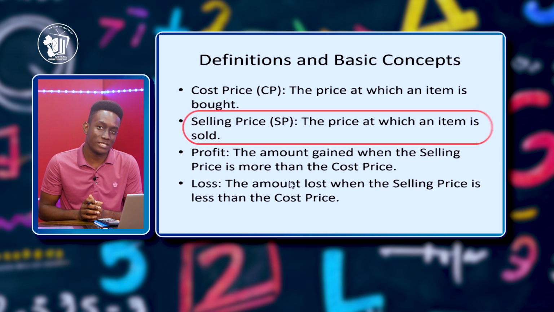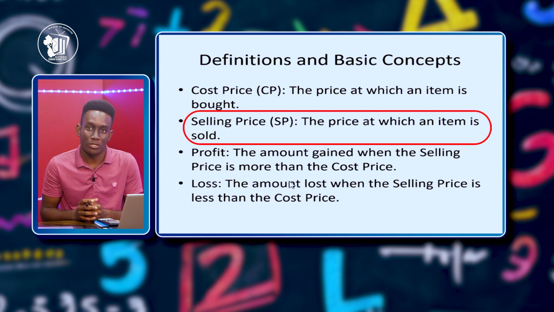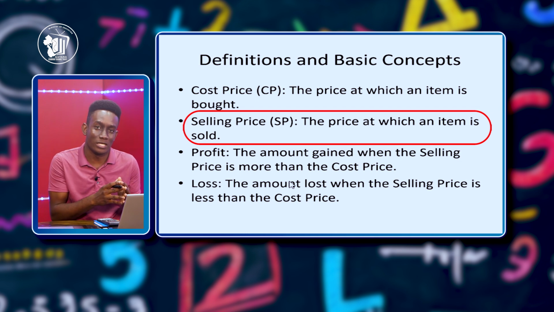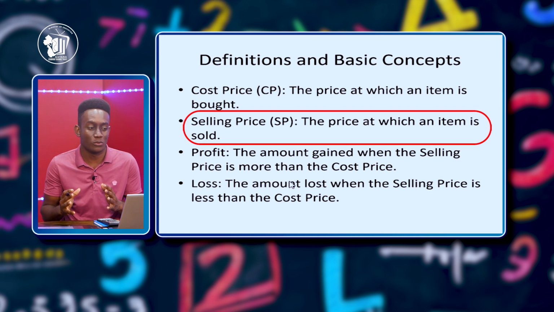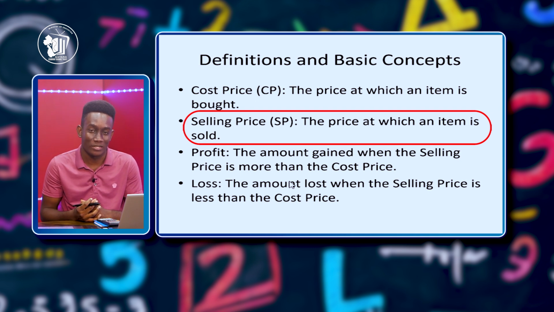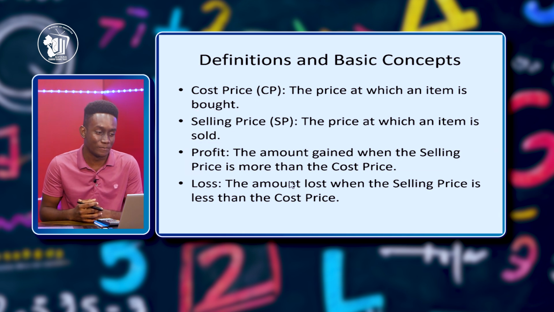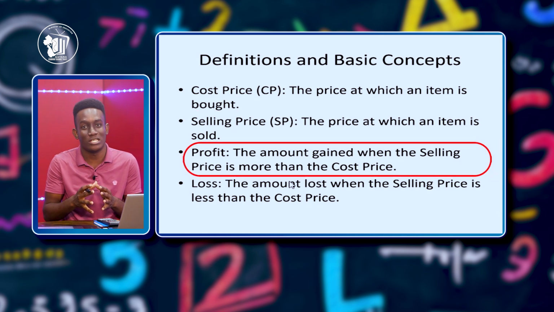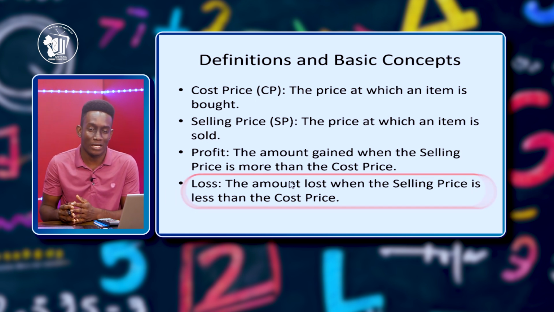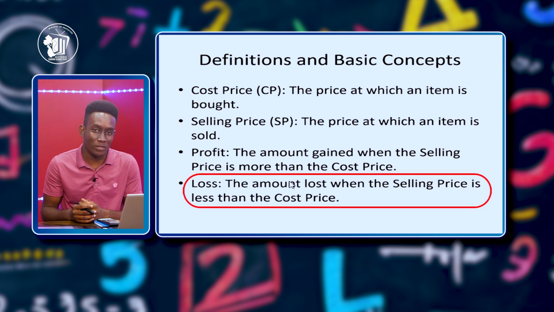And the next thing would be the selling price. The selling price is the price at which an item is sold for. So if I buy a bicycle for $5,000 and then I go and sell it to my cousin for $10,000, then the $10,000 would be the selling price. That is the price that I will sell the item for. And then the profit of course would be the extra money that you gain after you sell an item, and the loss would be the amount that you lose when you sell an item.